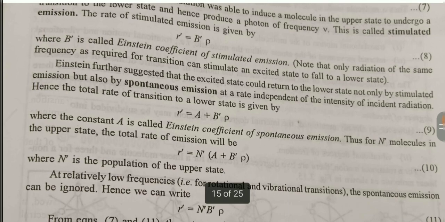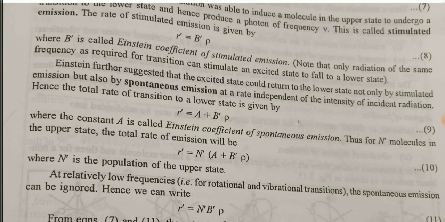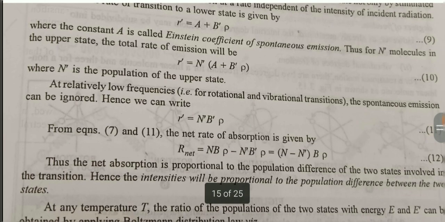Einstein further suggested that the excited state could return to the lower state not only by stimulated emission but also by spontaneous emission at a rate independent of the intensity of incident radiation. Hence, the total rate of transition to a lower state is given by R dash is equal to A plus B dash p, where the constant A is called Einstein coefficient of spontaneous emission. Thus, for n dash molecules in the upper state, the total rate of emission will be R dash is equal to n dash into A plus B dash p, where n dash is the population of the upper state. At relatively low frequencies, the spontaneous emission can be ignored. Hence, we can write R dash is equal to n dash B dash p.